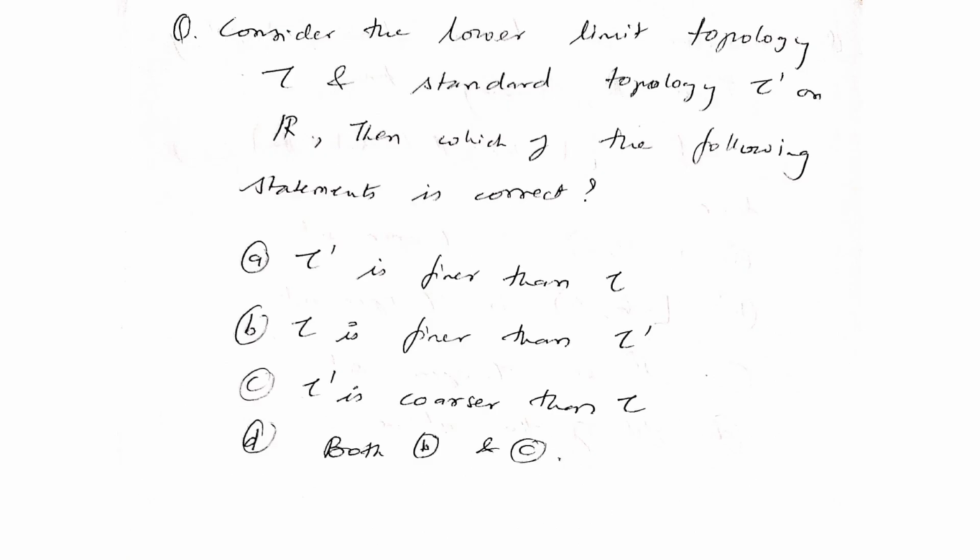Okay. So the next question is, consider the lower limit topology tau and standard topology tau dash on R. So you have to consider two topologies tau and tau dash on R. Then which of the following statements is correct? Is it option A, that is tau dash is finer than tau, or B, that is tau is finer than tau dash, or C, that is tau dash is coarser than tau, or D, that is both B and C?